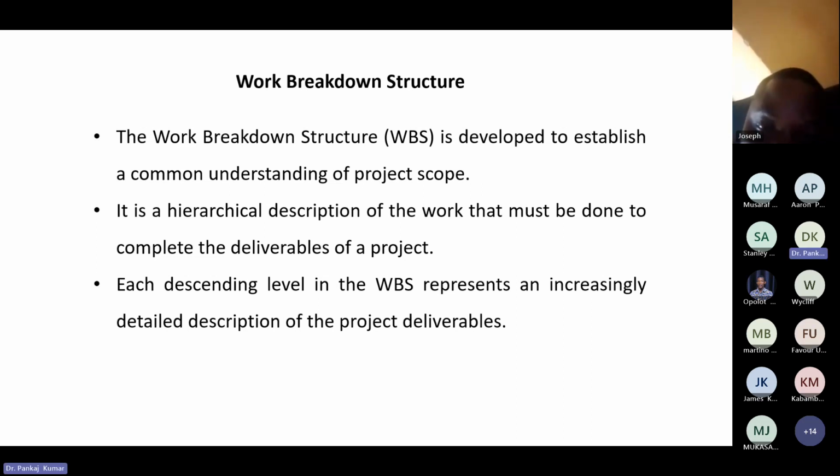So, for the work breakdown structure, we should develop and establish a common understanding of project scope. It is a hierarchical description of the work that must be done to complete the deliverables of a project. Each descending level in the work breakdown structure represents an increasingly detailed description of the project deliverables.